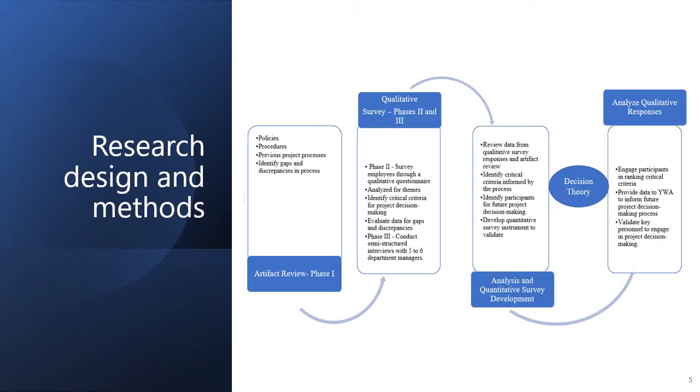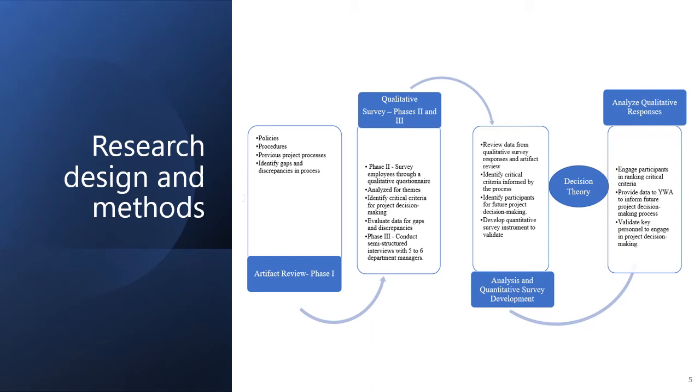When we look at the design, as I've indicated, we've got the qualitative and the quantitative, and it's sequential, so it's not simultaneous. So in the qualitative phase, we have three different elements. The first one is an artifact review, looking at all the documents and the current processes, and prior projects of the organization. And what we're looking at there as well is gathering that and identifying gaps and discrepancies.